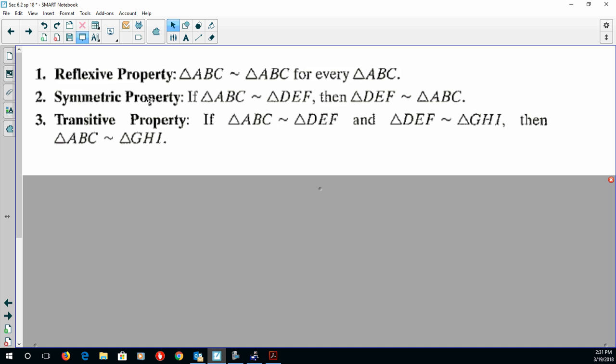The transitive property is the one you probably use the most. If 1 and 2 are similar, 2 and 3 are similar, then 1 and 3 are similar.